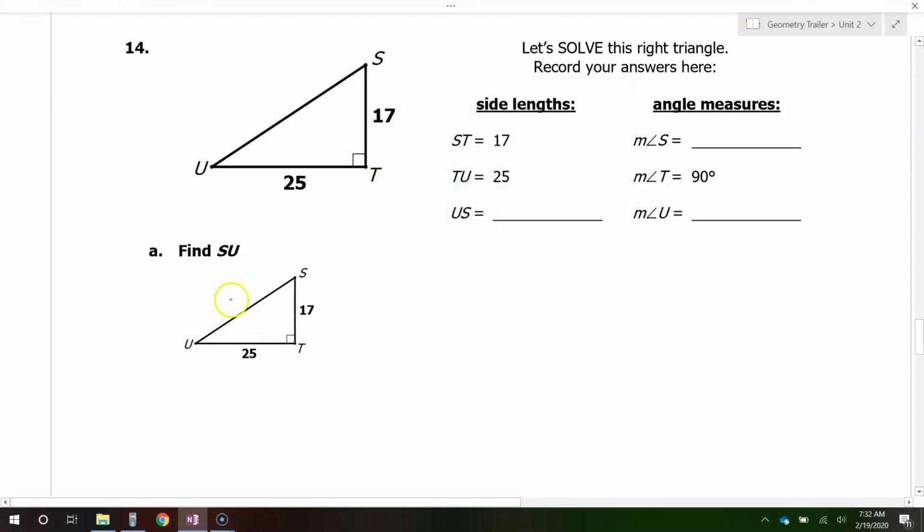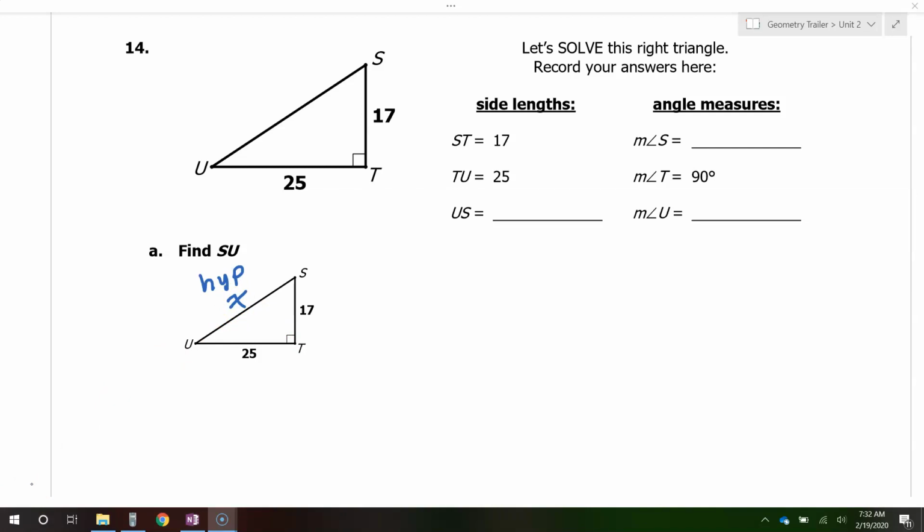Okay, so SU is right here. All right, so let's go ahead and mark that. Now, where is the hypotenuse? Well, this is the hypotenuse. It's across from the 90-degree angle.